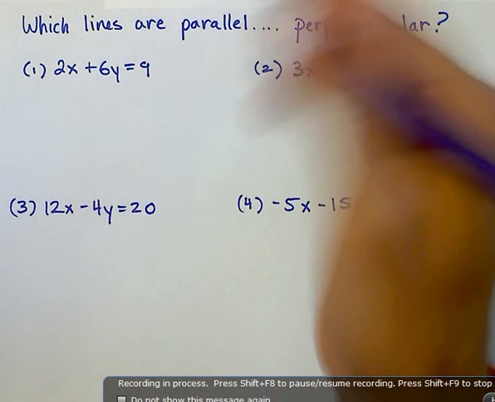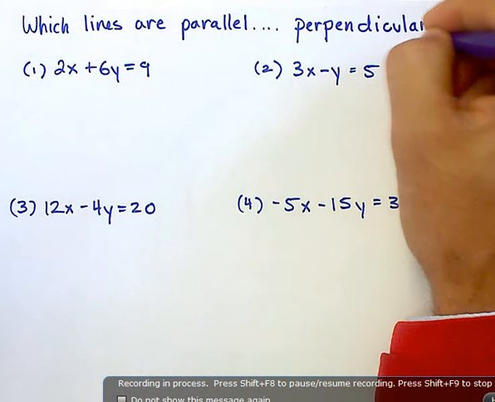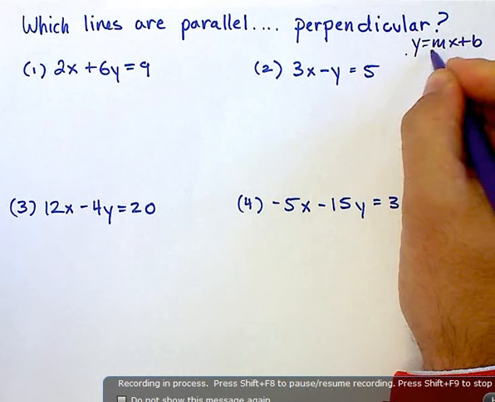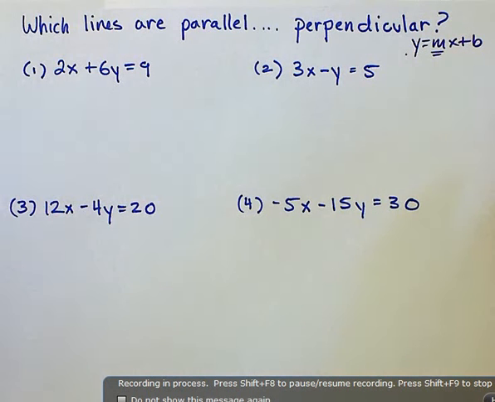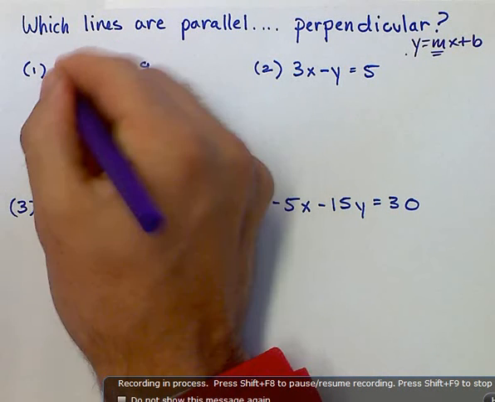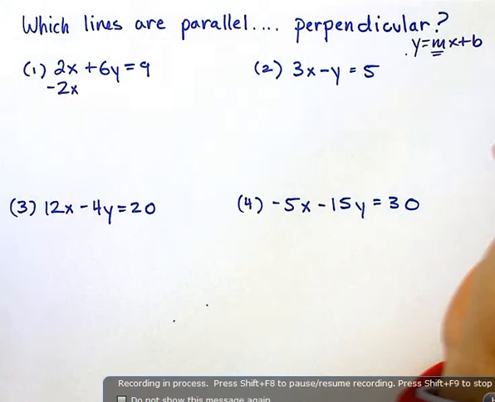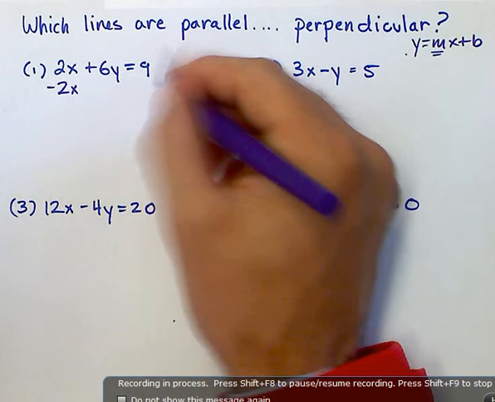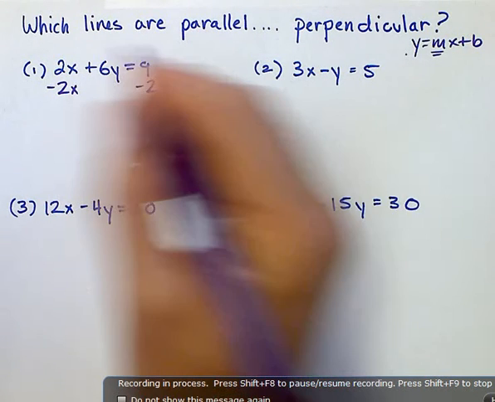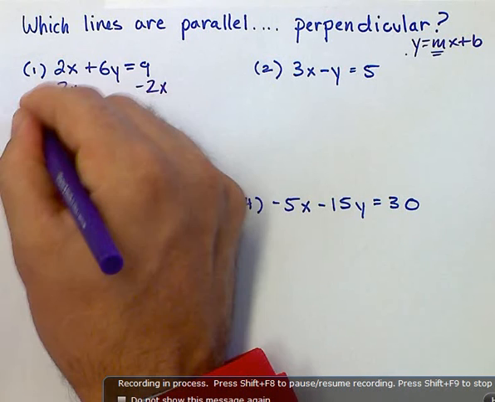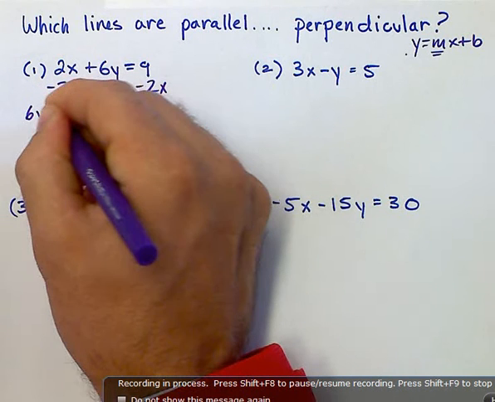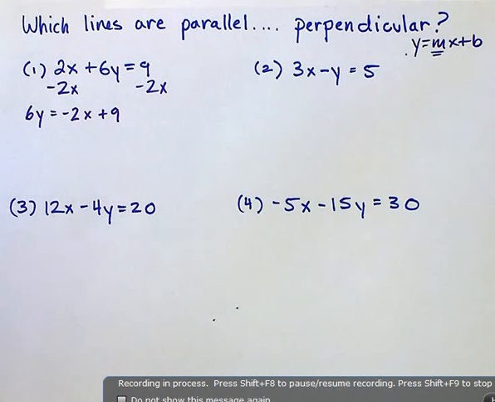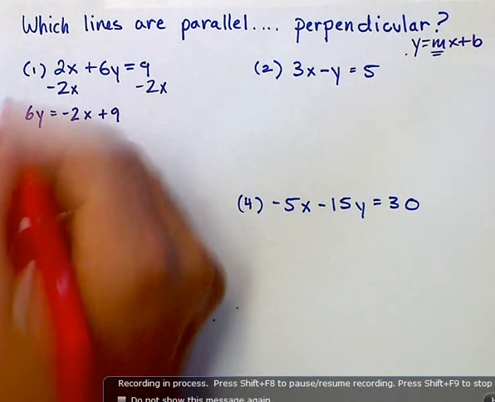So we talked about y equals mx plus b, and that being very important because when y is by itself, you can easily identify the slope as the coefficient of x. So a lot of times what I want to do is get the y by itself. First thing you want to do is usually move your x, and then you get 6y is equal to negative 2x plus 9. And then you want to get y by itself by dividing by 6.